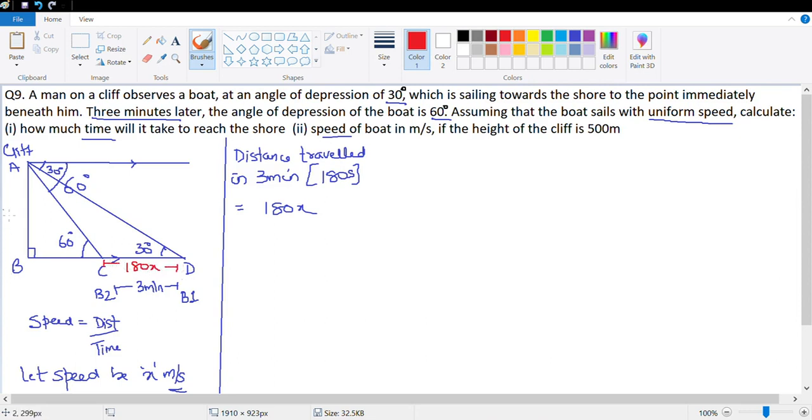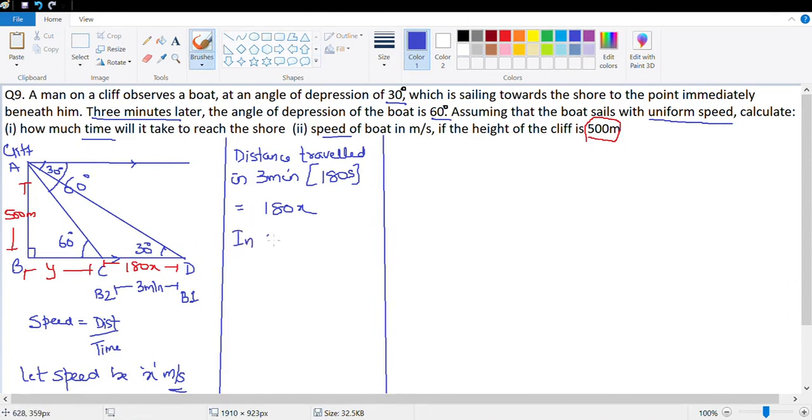And let BC, which is the other distance, be equal to y, and the height of the cliff is given as 500 meter. So AB is equal to 500 meter. Now again we have two triangles. Let's apply trigonometrical functions and see if it helps us.